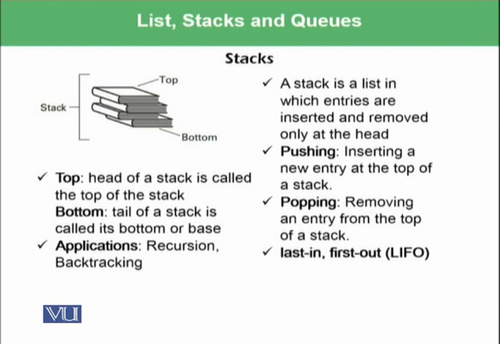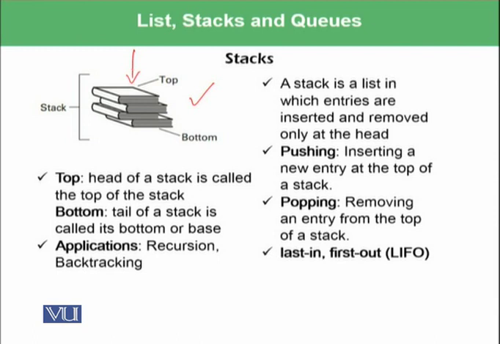So what is a stack? A stack is a list in which entries are inserted and removed only at the head. For example, here is a stack of books. If you have placed one book and you want to place another book, that would be placed on the top, the next book on the top, and the next book on the top. So if there is another book which we want to add, we will always add it on the top.